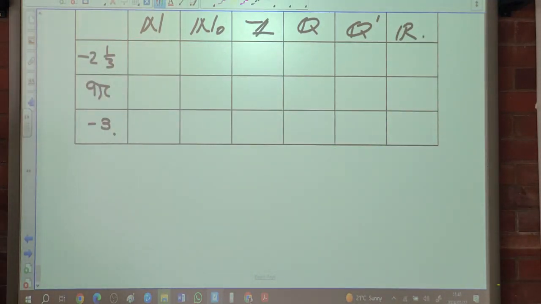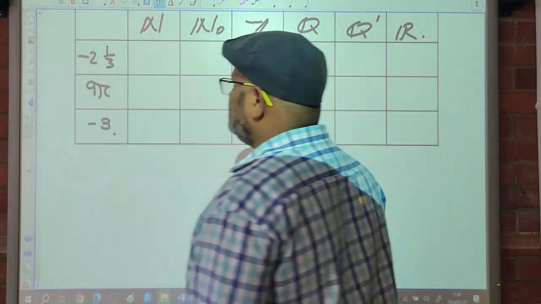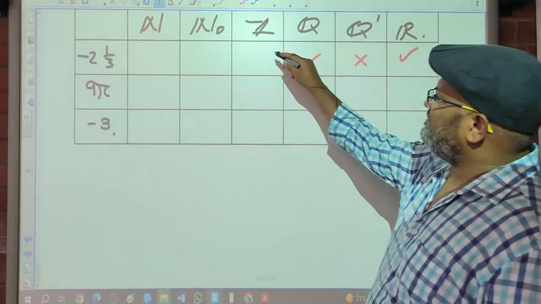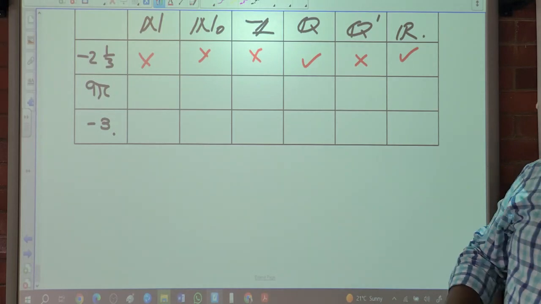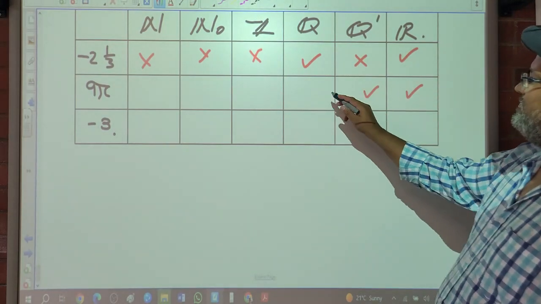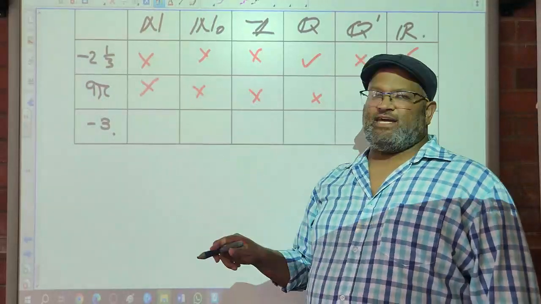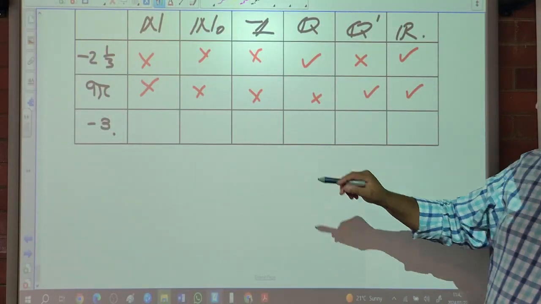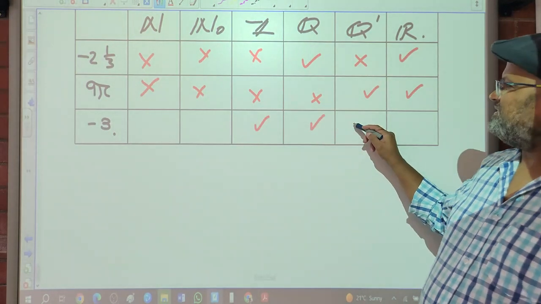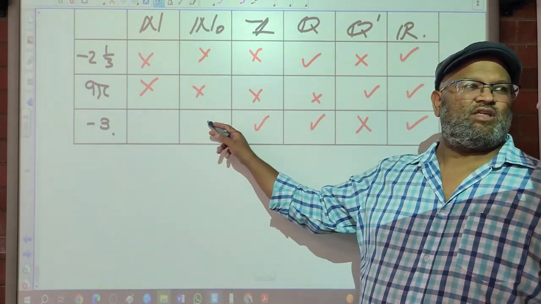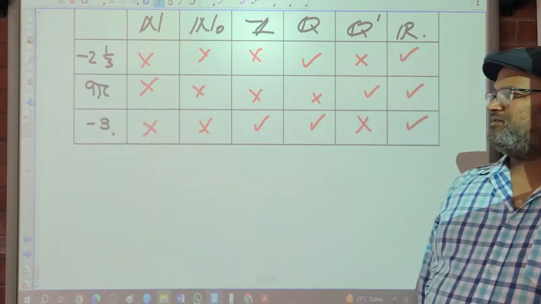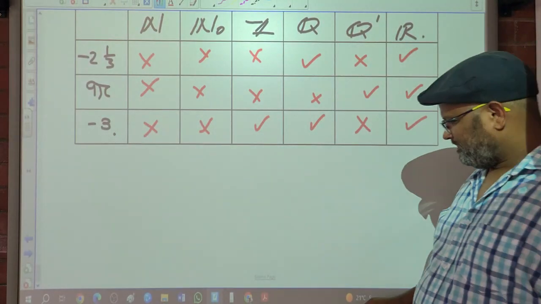Okay. So negative 2 and a third. What type of number is that? Fraction. So in which category would that fall? Rational and real. So it's none of these here. 9 pi. Irrational and real. Not so. None of those then. Negative 3. Integers. Is it rational? Yes. Is it irrational? Is it real? Is it whole numbers? Is it natural? And there we go. Okay.